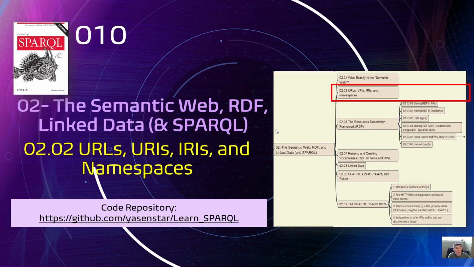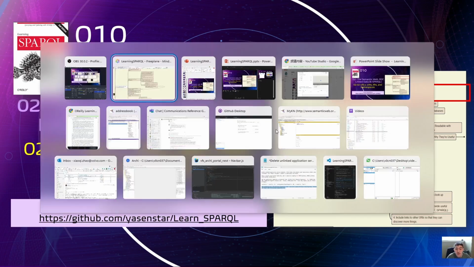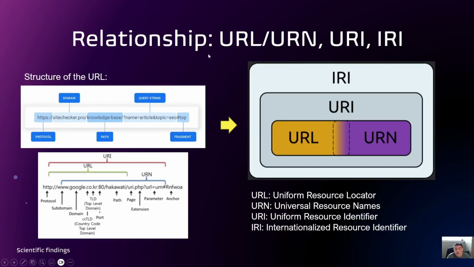So I want to introduce some background information. You can see this from page 21 of the book. Let's have a quick relationship view. I grabbed such a sample picture from the open web, just to give you some idea of the relationship between those concepts. URN is not mentioned in the book, but I added it.